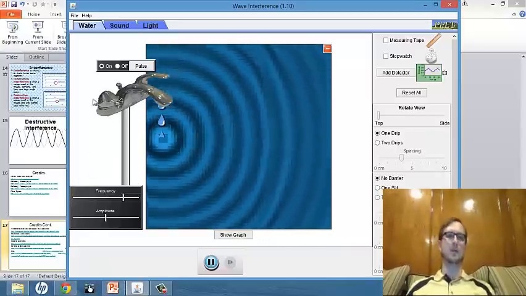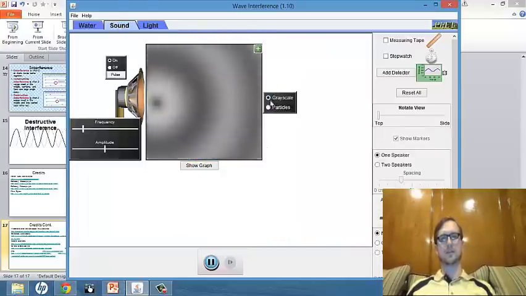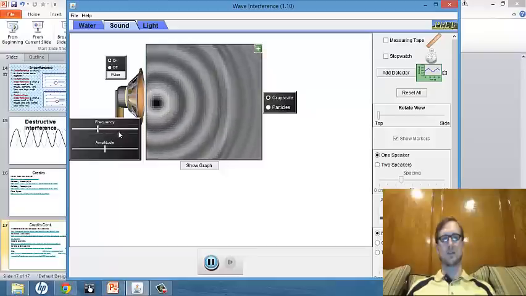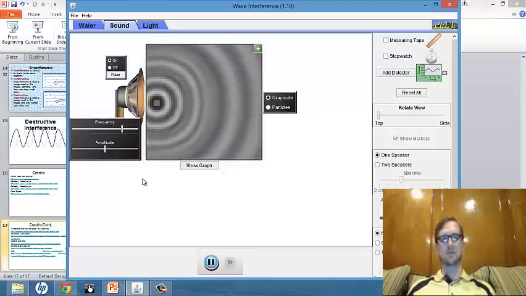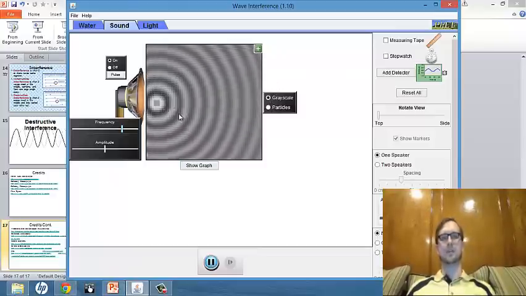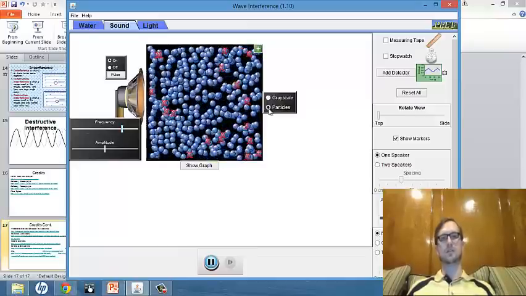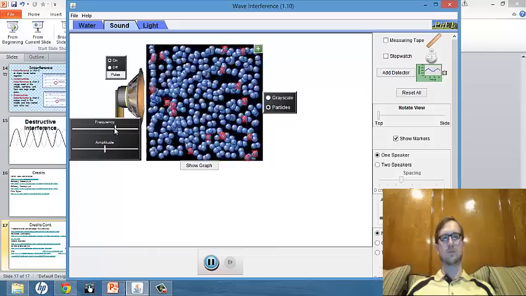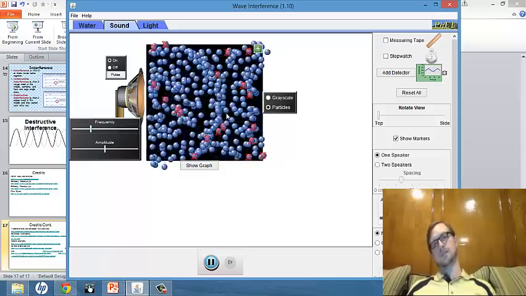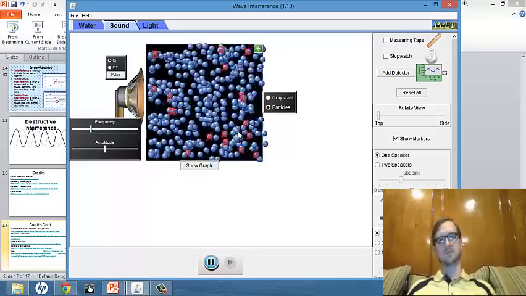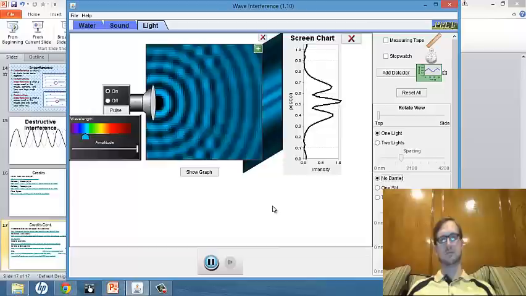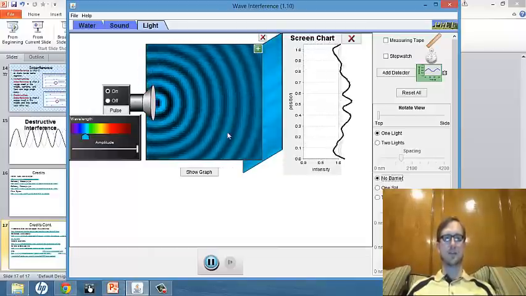Now, all waves have the same wave properties. So I can look at sound waves. I can change the frequency that my speaker is at. Now let me go here from this grayscale that represents how loud the sound is, to particles. Change the frequency so you can see it. Because remember, here's the vibration moving through it. And we can look at light. All following the same properties.